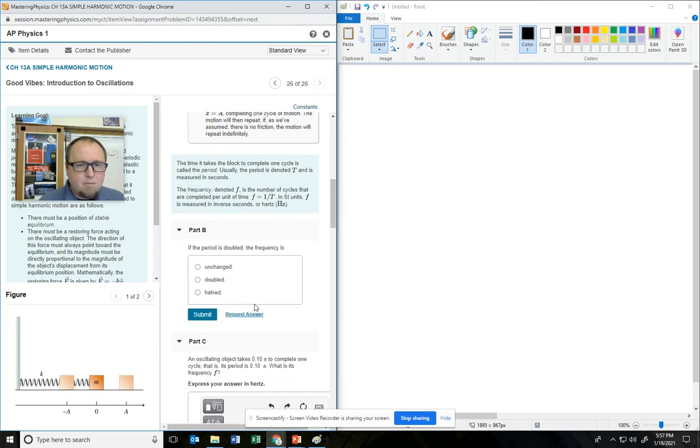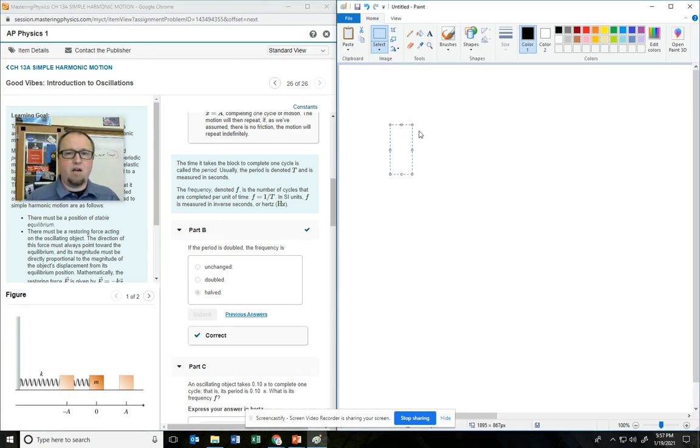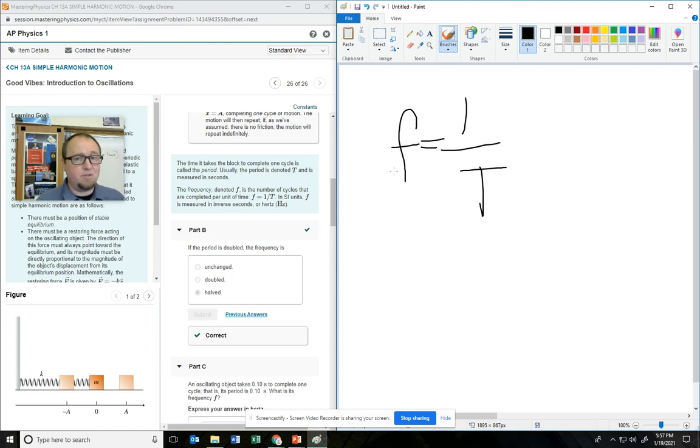Part B, the period is doubled. So the frequency is halved. Remember, the frequency is 1 over period. If I double my period, the frequency will have to halve.